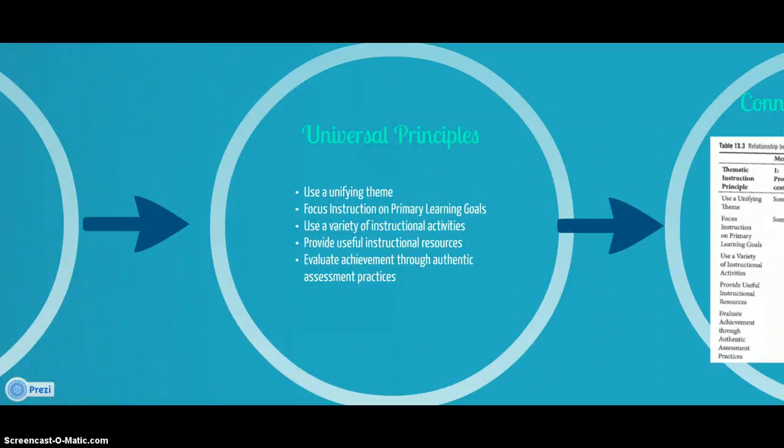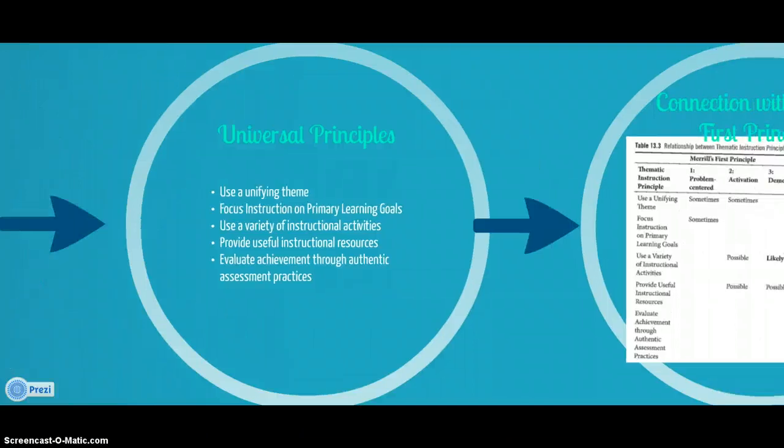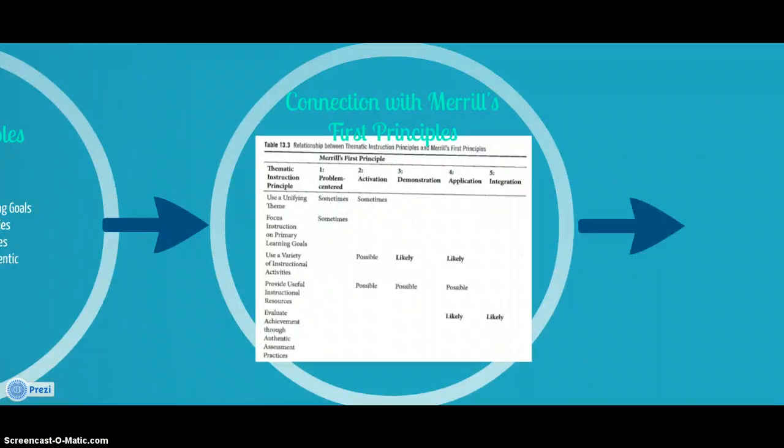So the universal principles that seem to go over all of the different methods of theme-based instruction: they all seem to have a common, or identify a unifying theme. And also all of them focus instruction on primary learning goals. They also all use a variety of instructional activities, provide useful instructional resources, and evaluate achievement through authentic assessment practices. Then also in the chapter, he makes a connection between those things I just stated and also Merrill's first principles, which we read about. So you can go and learn more about that if you'd like.